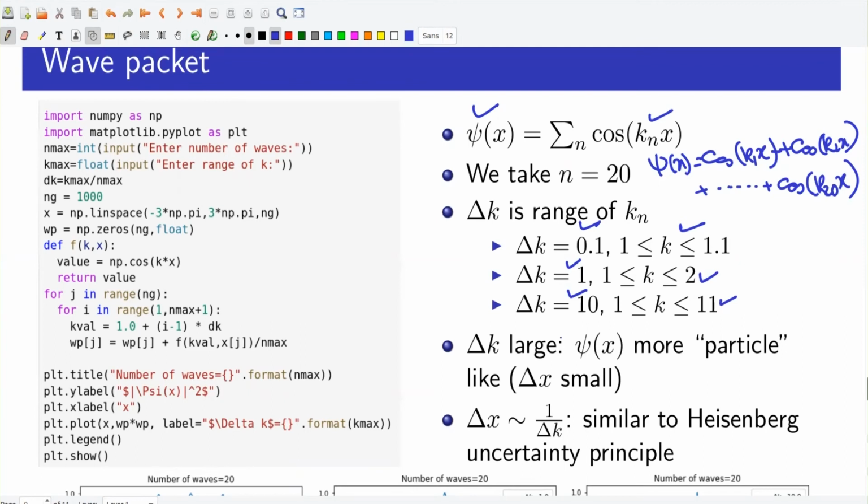Let us try to understand the code. The user has to insert the value of n max, that is the number of waves we are going to add, and the value of delta k, the range of k values. Then we have one user defined function which will return the value of cos kx for a given value of k and a given value of x. Finally, using a for loop, we calculate the sum of all the cosine waves and we plot psi of x here.